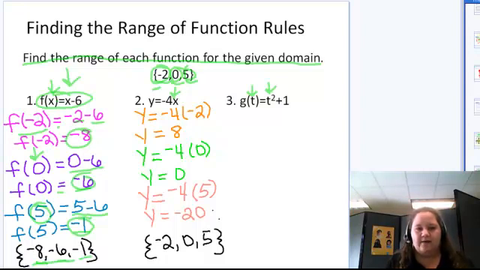Over here in y equals negative 4x, we're going to plug in these same numbers again. So y equals negative 4 multiplied by negative 2, which gives me 8, because a negative multiplied by a negative gives me a positive. Then y equals negative 4 multiplied by 0, which equals 0. Anything multiplied by 0 gets what? 0. Lastly, y equals negative 4 multiplied by 5. Since one is negative and one is positive, your answer stays negative, so negative 20 is your answer.